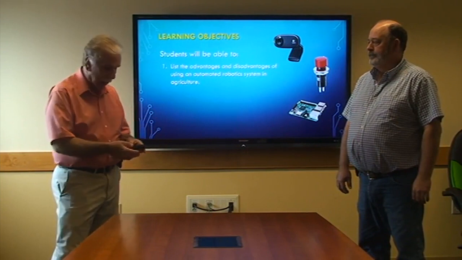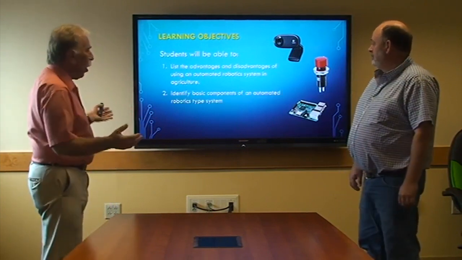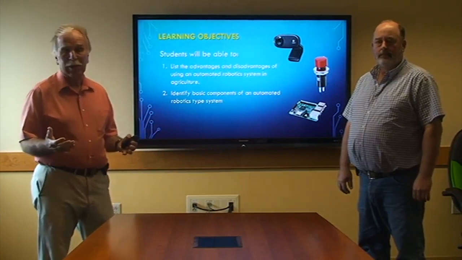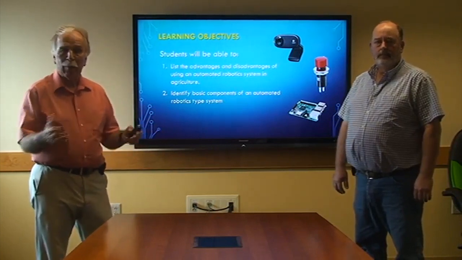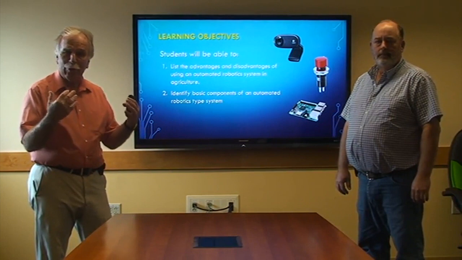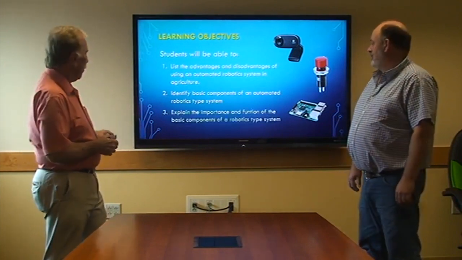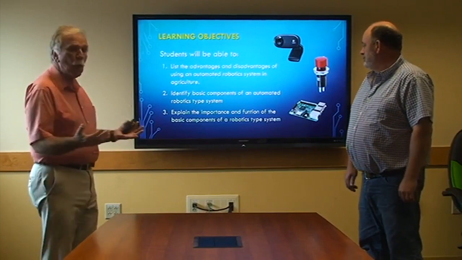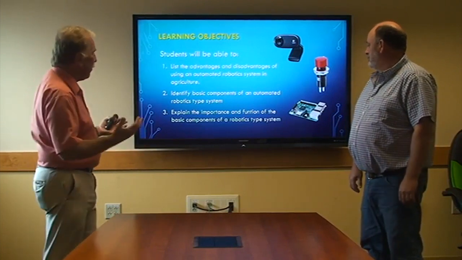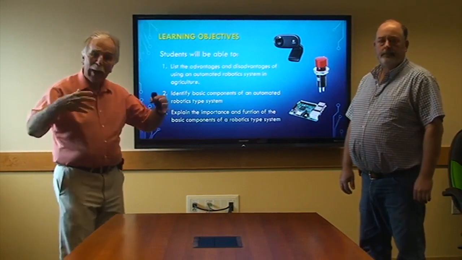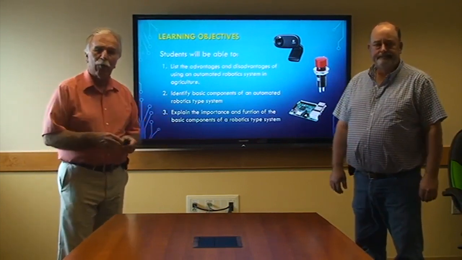on the robotic side. Another one is we want the students to understand what the basic components of a robotic system are. We'll talk about those in a few minutes, but there are three basic components of every robotic system. And then we also want them to be able to understand and explain the importance and function of those basic components. Why are they needed? How do they interact in a robotic system?